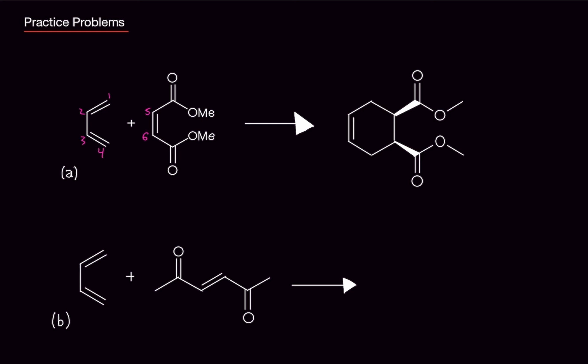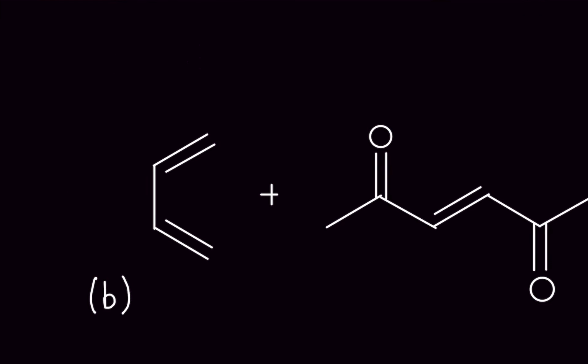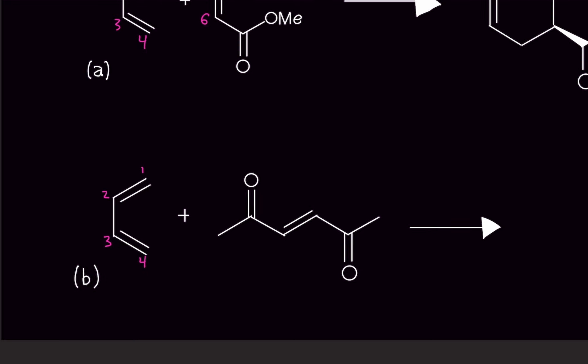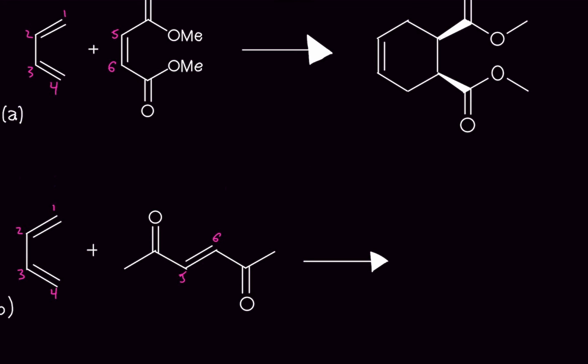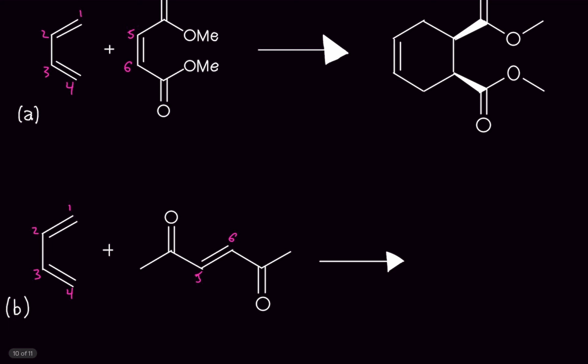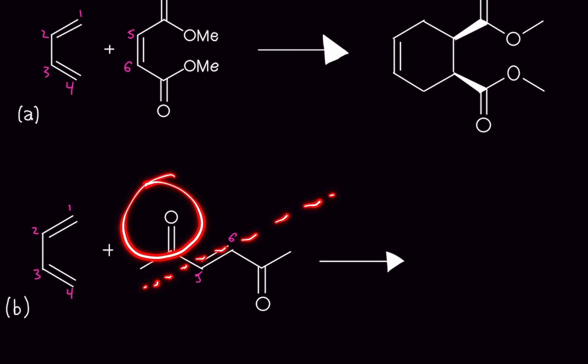Okay, let's do B. Here we have the diene. So let's number it. 1, 2, 3, 4. The dienophile, we have an alkene right here. So this is going to be 5 and 6. If it helps, you can rotate the molecule. So we have our alkene here. Double bond. The functional group is on top here, and we have a functional group on the bottom. So we have trans configuration.